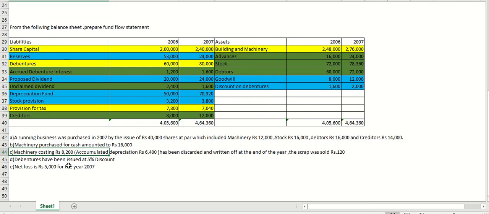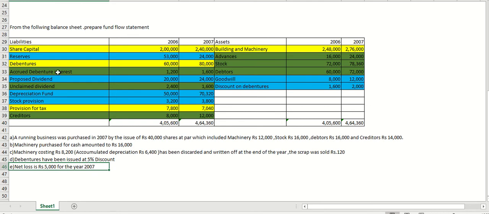We will be preparing the debentures account because we have an adjustment regarding it. They have given the net loss, which is 5,000 for the year 2007. So if you see, we have the reserves account, opening and closing balance. Instead of taking up the net loss, we will take the reserves account itself, which is the opening and closing balance of the profit and loss adjustment account. So this net loss is completely ignored in the answer.